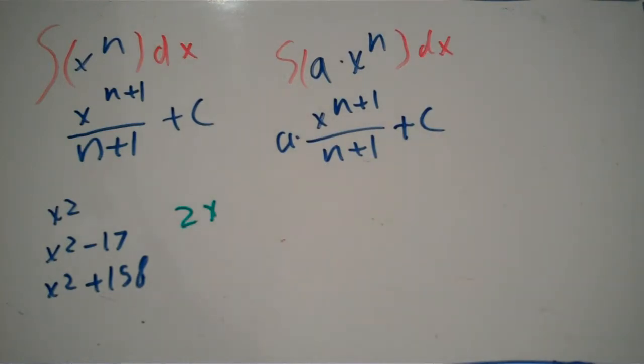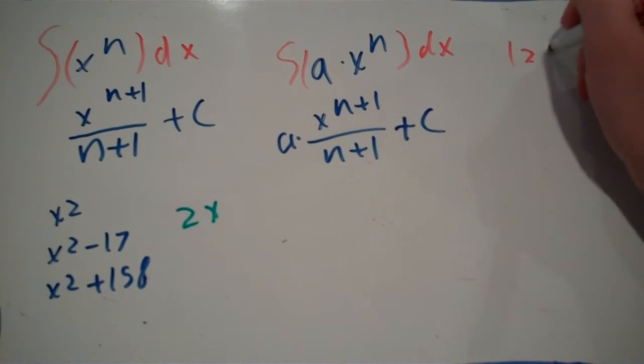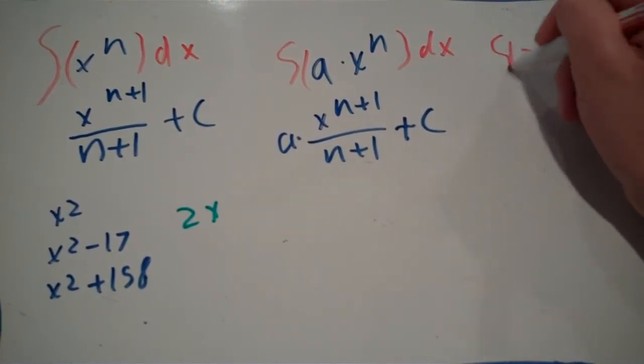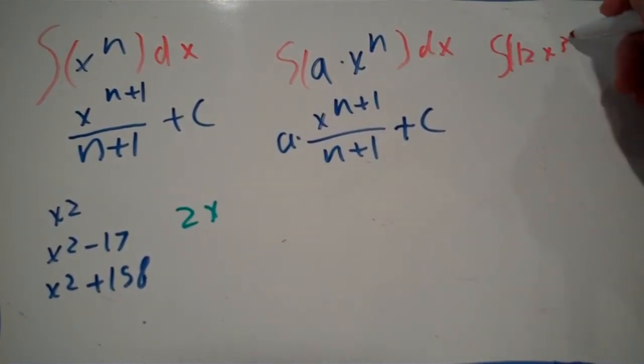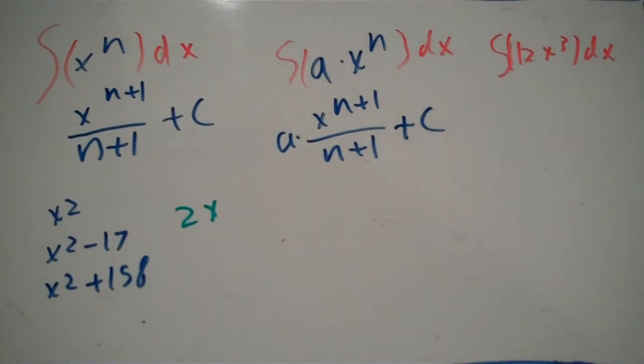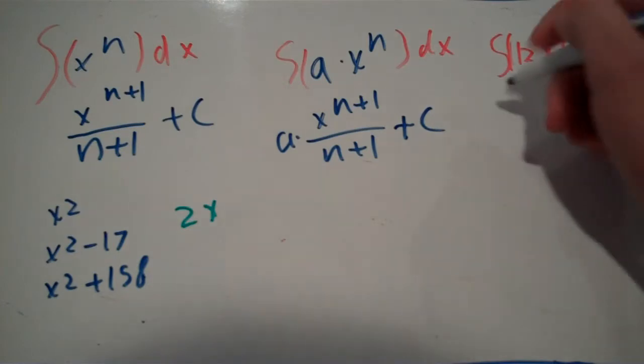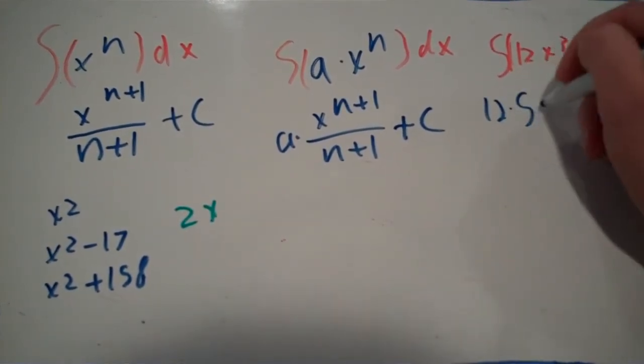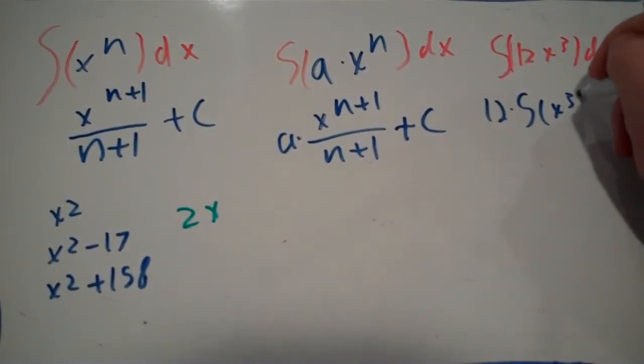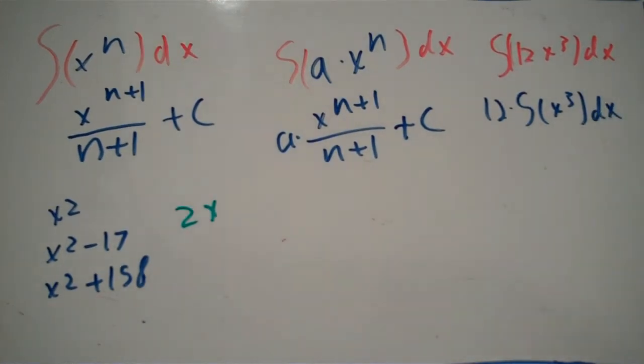Now, I'm going to give an example of this, so you can generally see the process, and to prove that integrals are in fact the opposite of derivatives. Now, for this example, we're going to take 12x cubed and integrate it. So, since it has a coefficient, we will take the coefficient out. So we'll have 12 times the integral of x cubed dx.